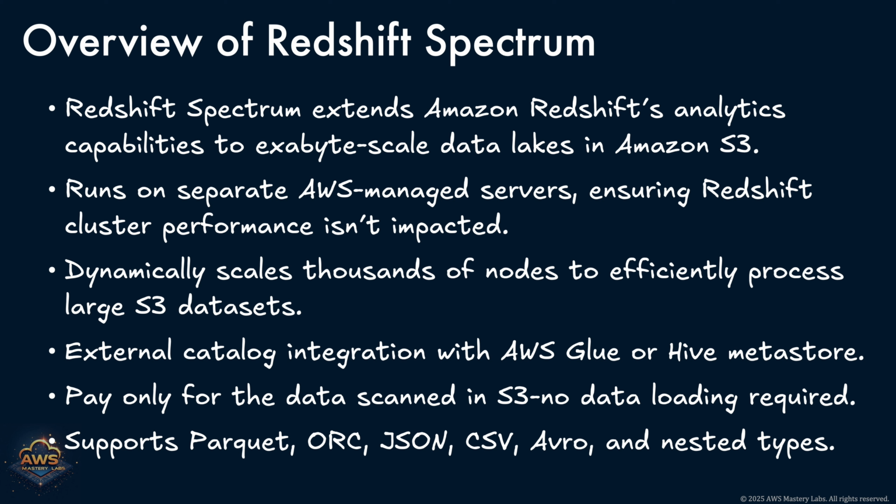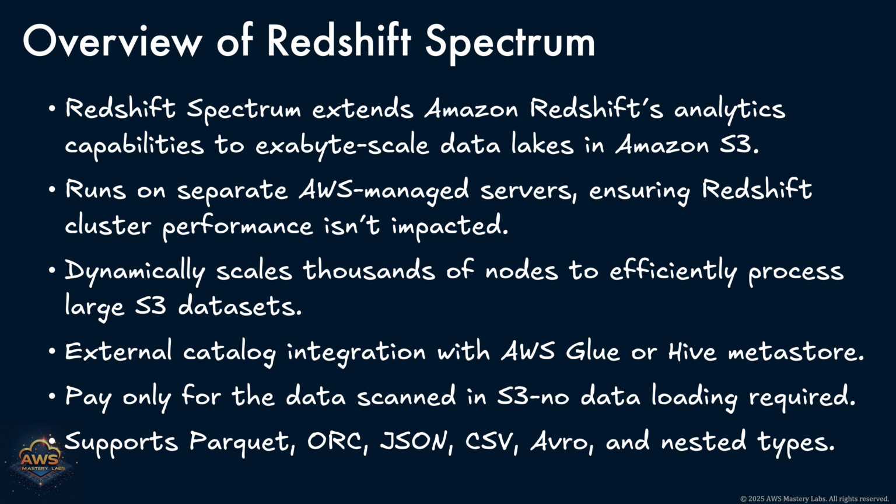One of the core strengths of Spectrum is its seamless integration with external data catalogs like AWS Glue or the Hive Metastore. This integration makes it easy to define external tables that point to your S3 data, so you can immediately query new or updated files without any ETL or data loading overhead. Spectrum supports a wide variety of file formats, including Parquet, ORC, JSON, CSV, and Avro, as well as complex nested data types, giving you the flexibility to store and analyze your data in the format that best suits your needs. Spectrum is also highly cost-effective. You only pay for the amount of S3 data scanned per query, with no upfront infrastructure or ongoing maintenance costs.